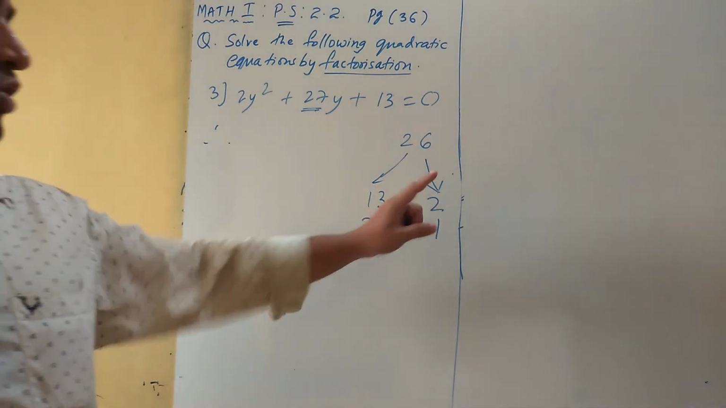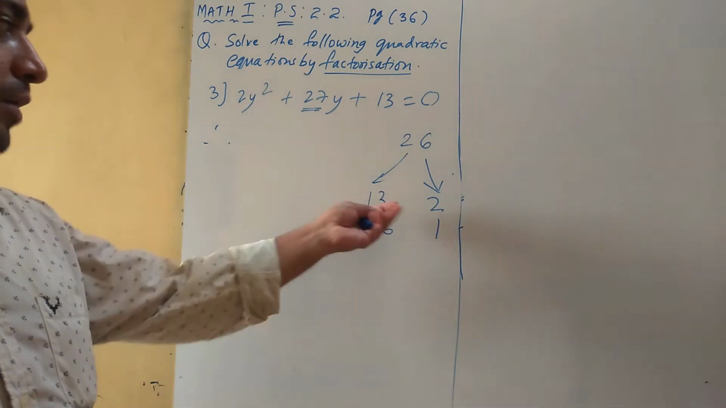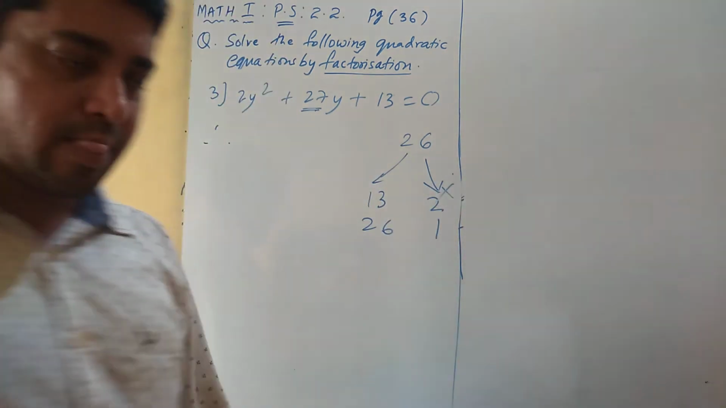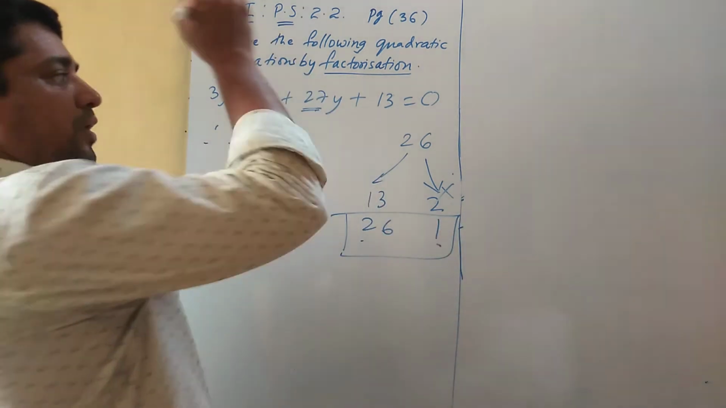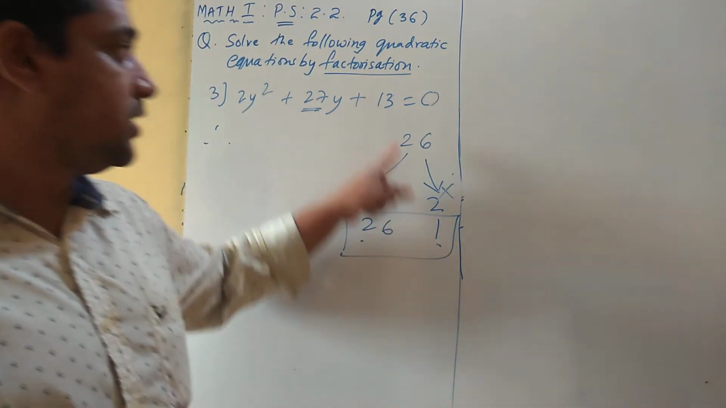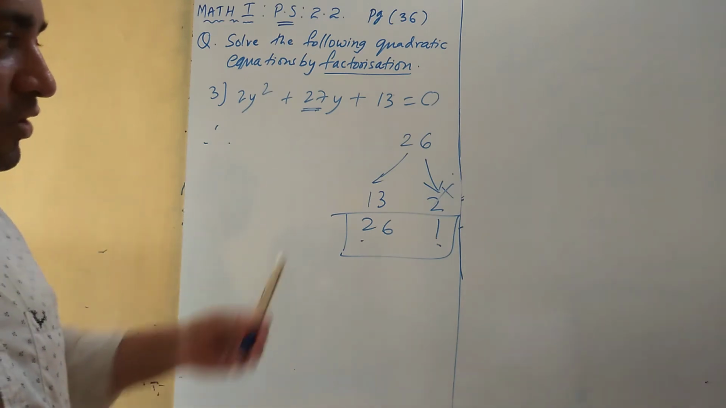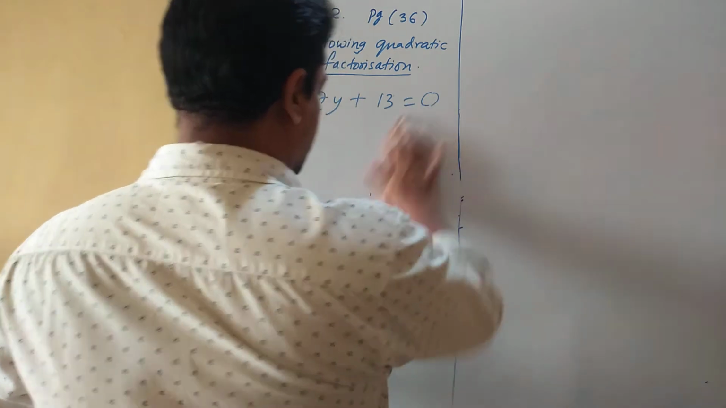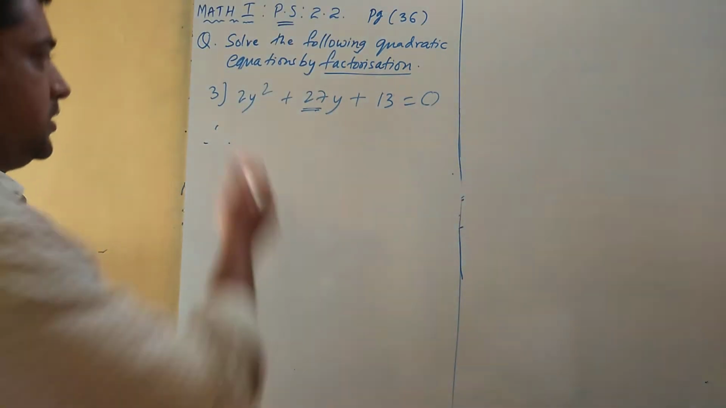So 13 plus 2 is not 27. 13 plus 2 is 15. If I subtract, it will be even less. So this is not your correct pair. This is your correct pair, as you can see. 26 plus 1 is 27 and 26 one times is 26. So we got the correct pair. Now the sum becomes very easy to solve. Let's proceed. Everything will be the same.